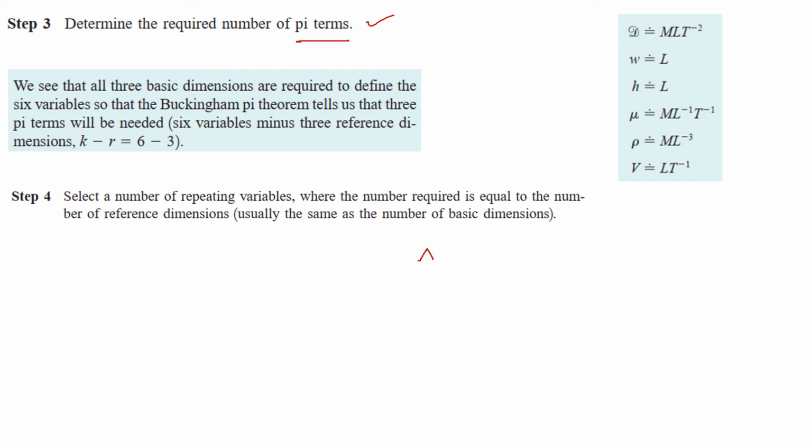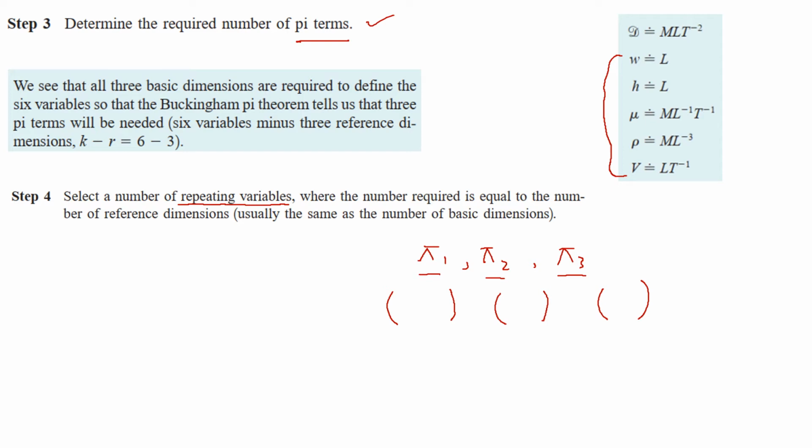We have three pi terms, pi 1, pi 2 and pi 3. So we need to select three variables from the list of the 5 independent variables that we have, and we will select them so that they will appear in all these three pi terms. The repeating variables will appear in pi 1, in pi 2 and in pi 3. That's why they are called repeating variables, that they appear in the pi terms again and again, depending on the number of pi terms that we have.